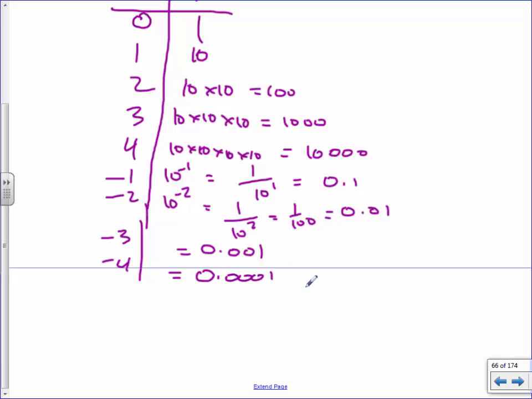Right? Like if you have 10 to the power of -4, it means that you're moving the decimal place over 4 times, right? So that makes sense so far?